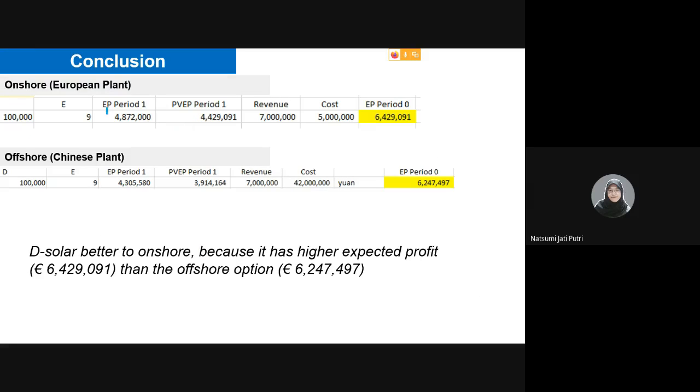So for the conclusion, we compare it with the period 0 evaluation. For the onshore in European plan, the expected profit is here, and for the offshore in China's plan, the expected profit is here. So the solar company had better go onshore because it has a higher expected profit than the offshore option. So they just need to build the plant in Europe. Okay, I think that's it.